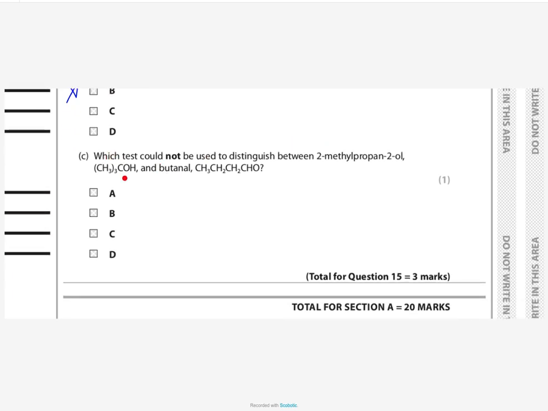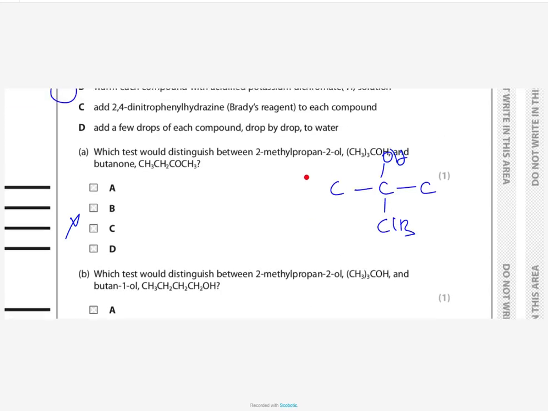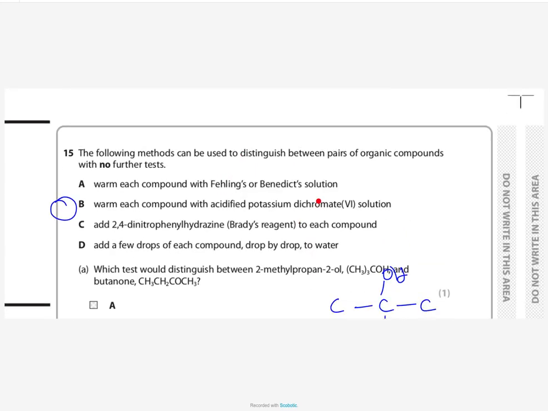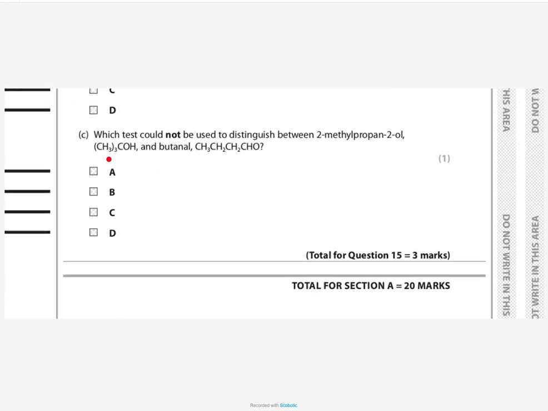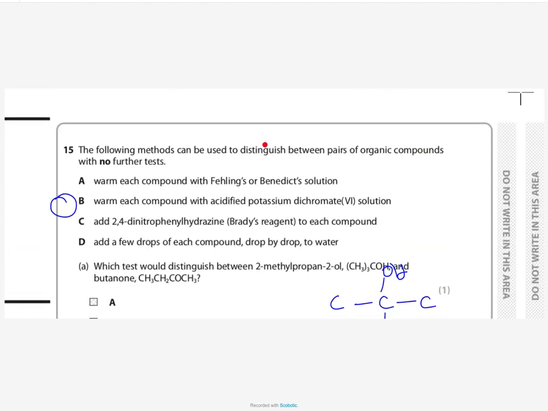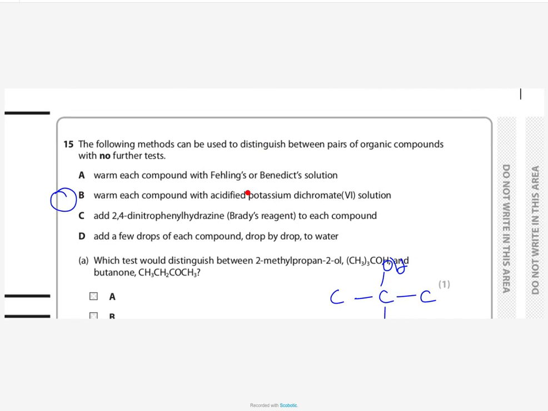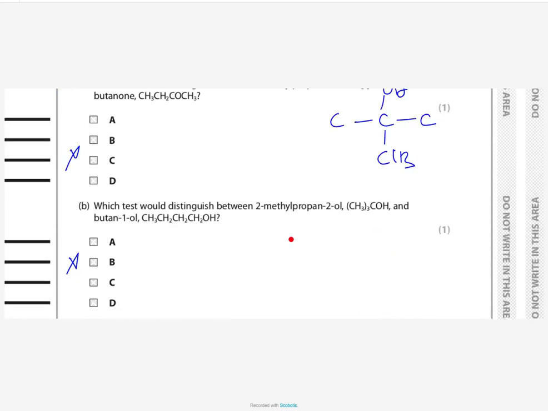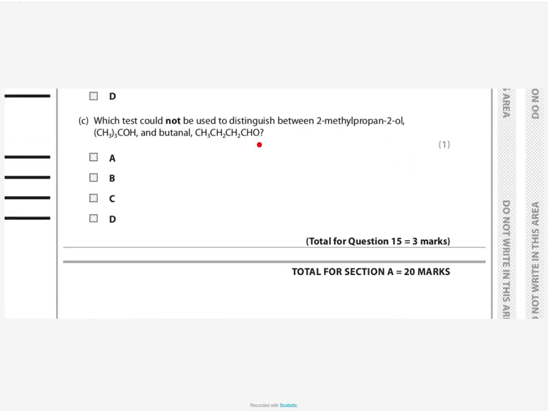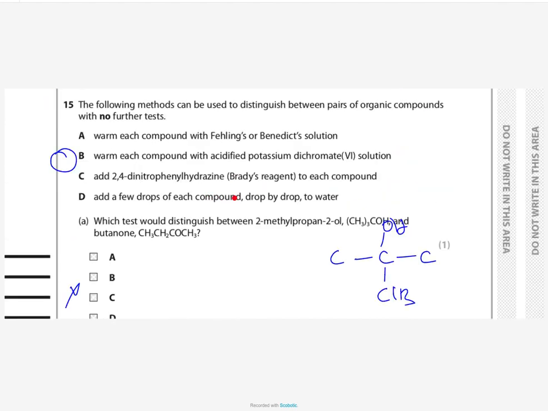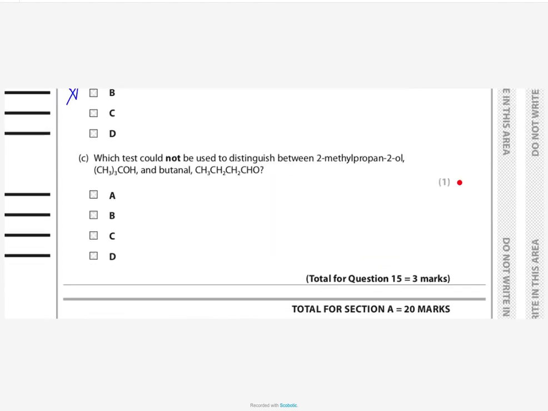Question C. You have an aldehyde and an alcohol, so you can use Fehling's or Benedict's. It's an aldehyde and an alcohol, but this is not just an alcohol. This is a tertiary alcohol. So A can be used. B, potassium dichromate can be used because it is oxidation. A primary alcohol can be oxidized. C, 2,4-DNP also can be used because propanal is a carbonyl compound. What cannot be used is water. So the answer is D.